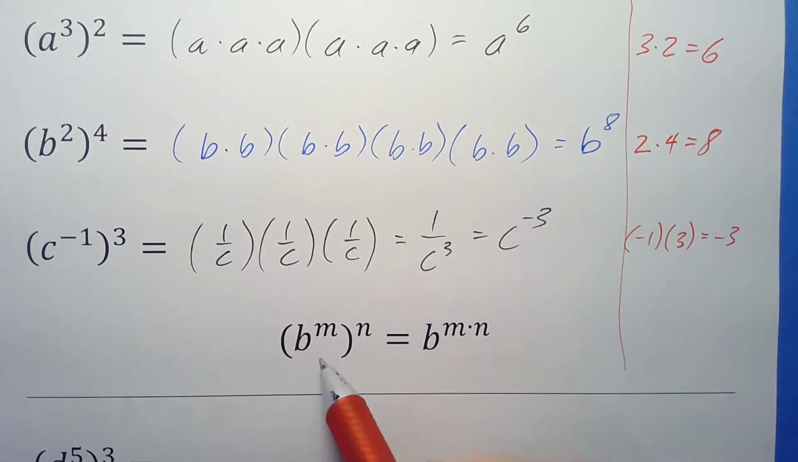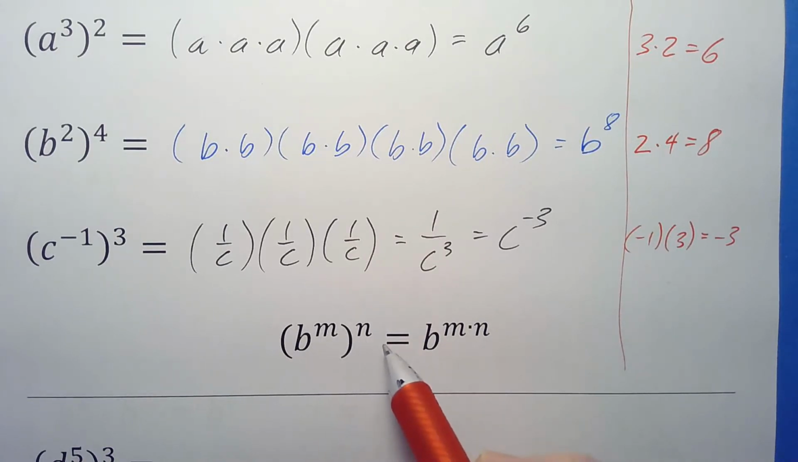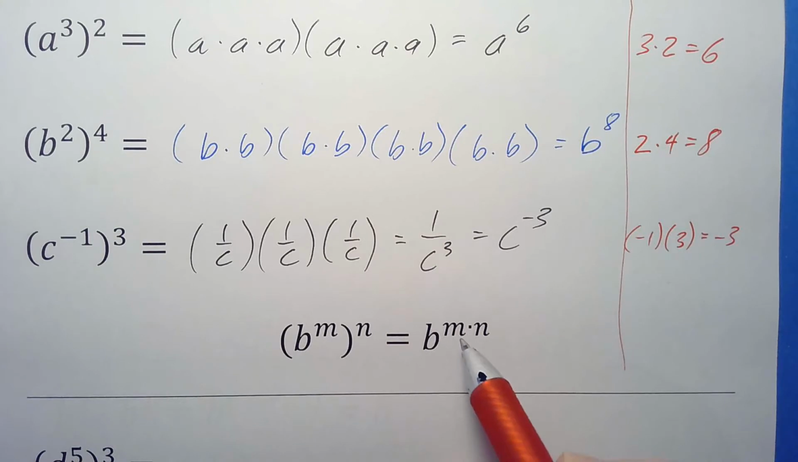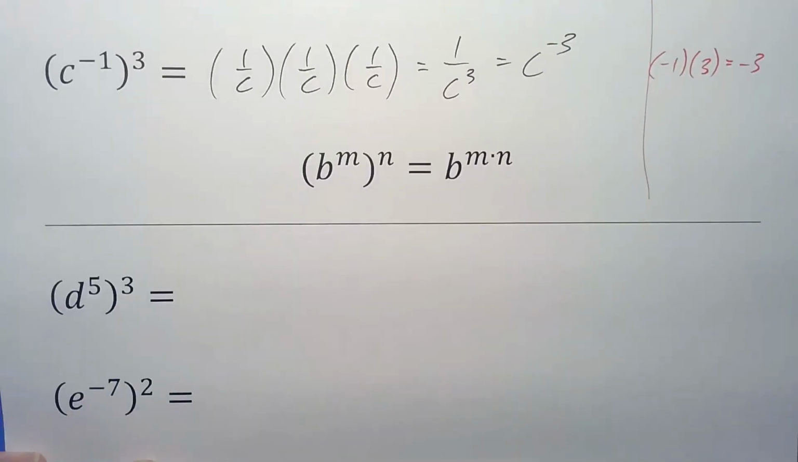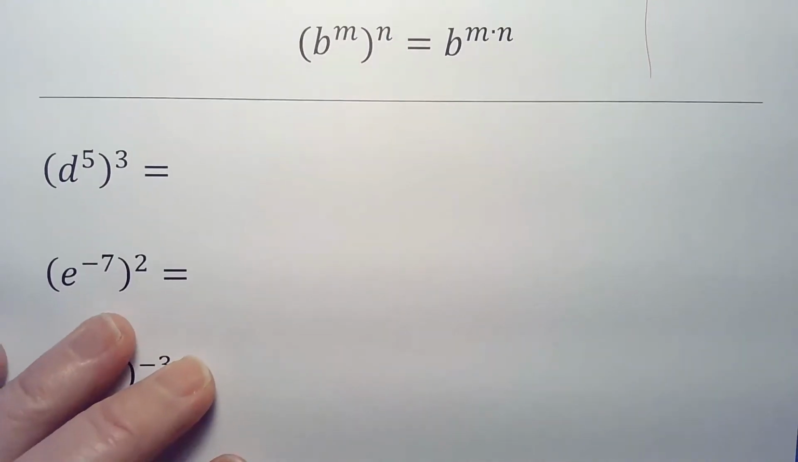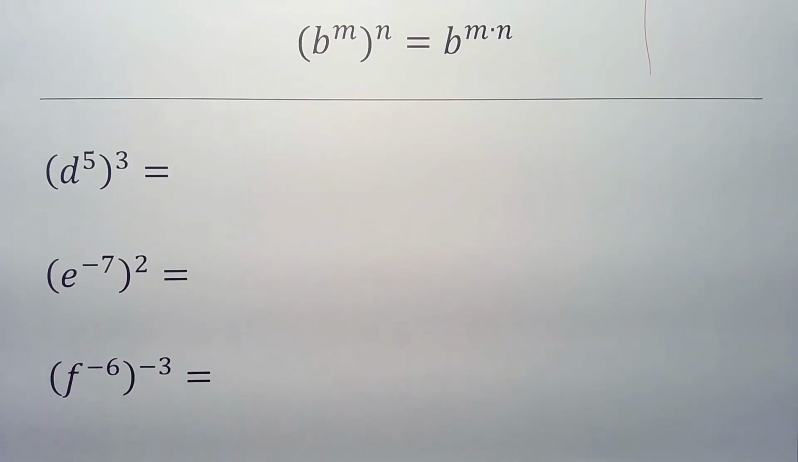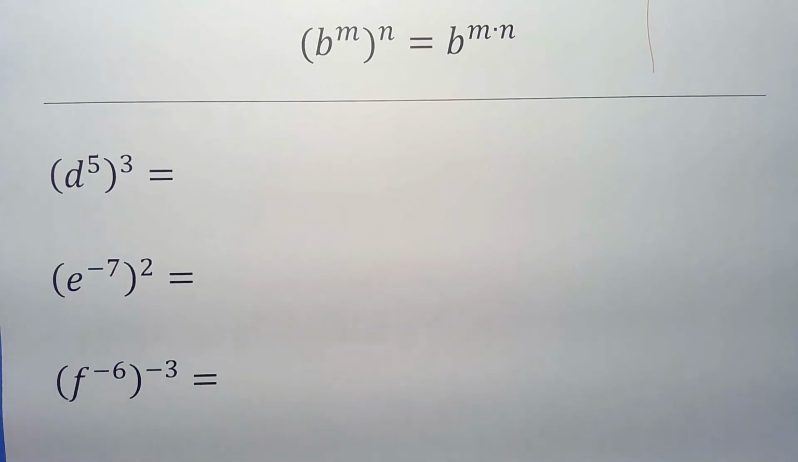In other words, b to the m, the whole thing to the n, means you take b to the m times n. And remember, before we weren't multiplying exponents, we were doing things like adding and subtracting them. So this is a little different, isn't it? Okay, so let's just try this out on a few problems. First one is this guy right here.